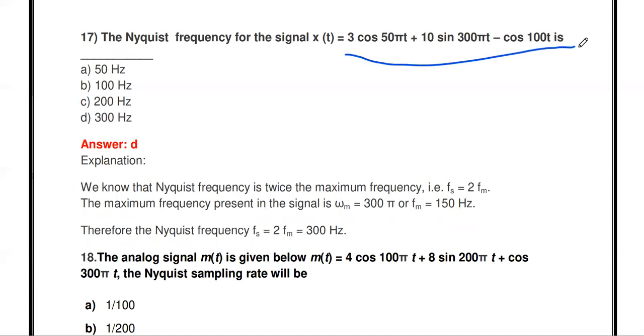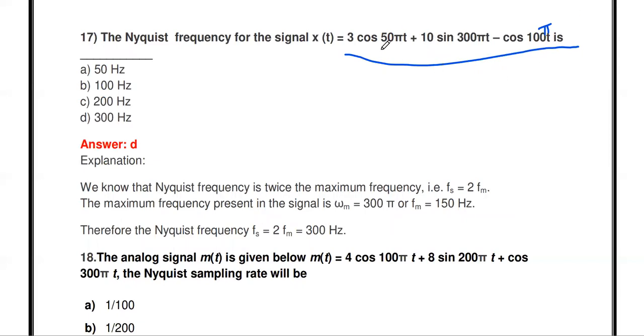Okay, then the next one: the Nyquist frequency of the signal. Here three signals are given. Two signals are in addition, one is in subtraction. So here there is one cosine waveform, a sine waveform, and another cosine waveform. These have different frequencies. Here pi is there; I missed writing pi, so it is pi t. In this, we have to find the maximum frequency of these three signals.